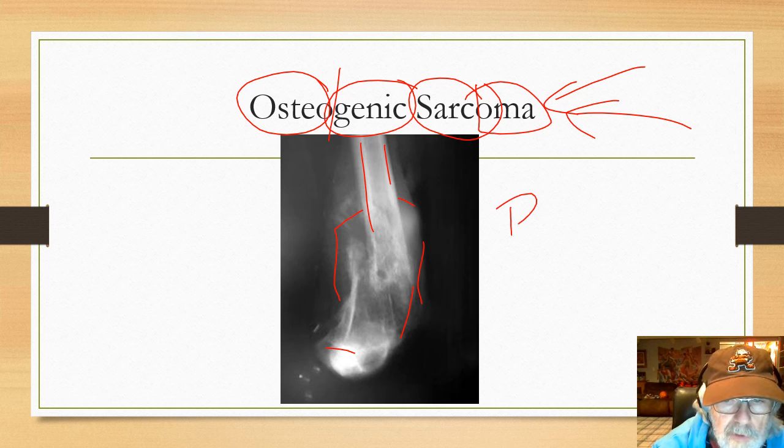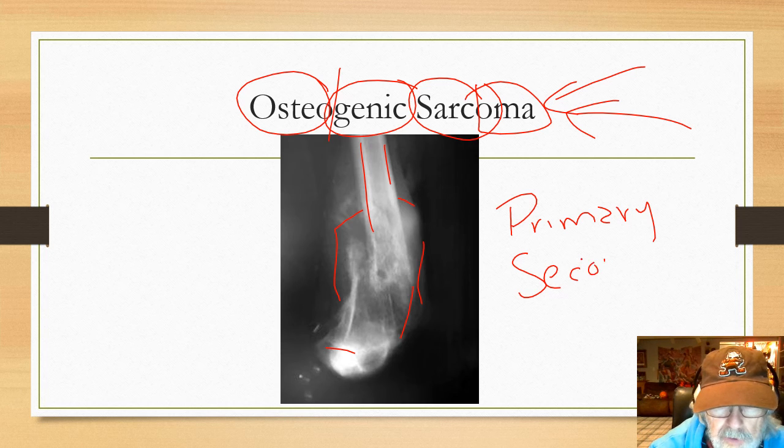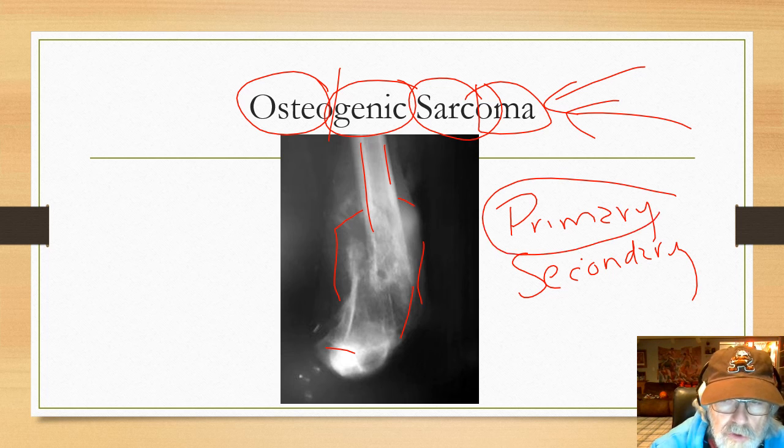Sometimes we have what's called primary cancer, and we have what's called a secondary cancer. Primary means that the cancer started in that area. It started in the bone, okay? And that's osteogenic sarcoma or Ewing sarcoma. I'll show you a picture of Ewing sarcoma after this. That means it starts in the bone.